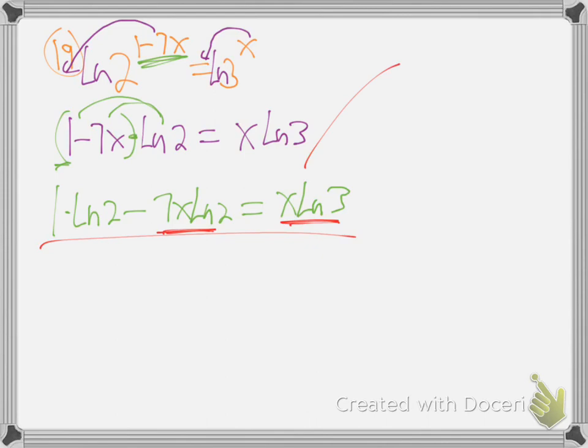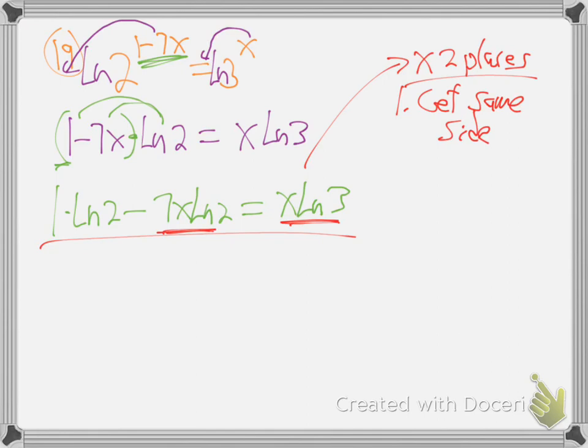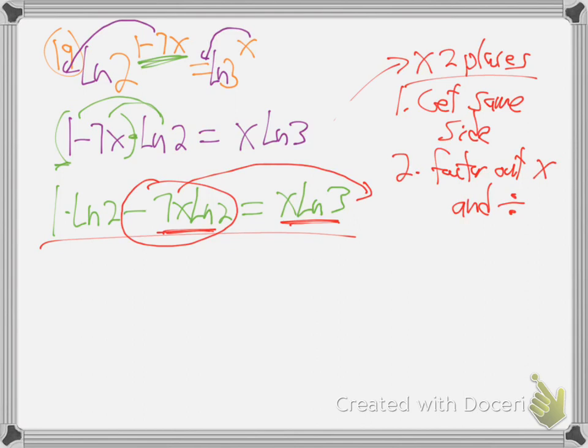So that's another game plan you want to be really clear on. When x is in 2 places, step 1, get them on the same side. Step 2, factor out the x and divide. It doesn't matter which side, right side, left side, whatever. I'll just grab this term and jump it over here. It becomes a positive on the other side, right? So then I have 1 times ln 2, that's just ln 2. Over here I have x ln 3 plus 7x ln 2.